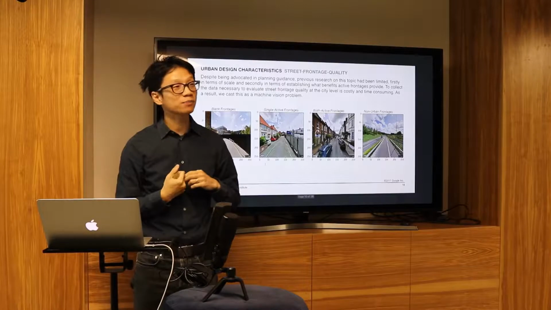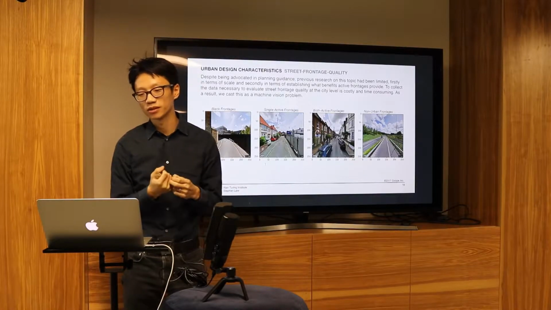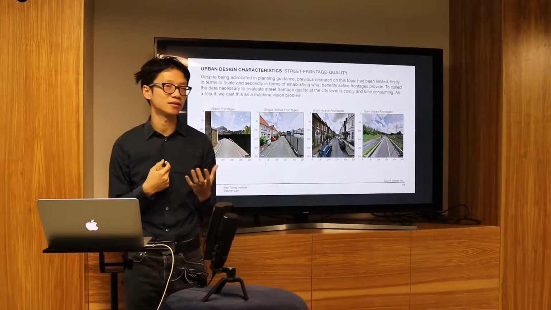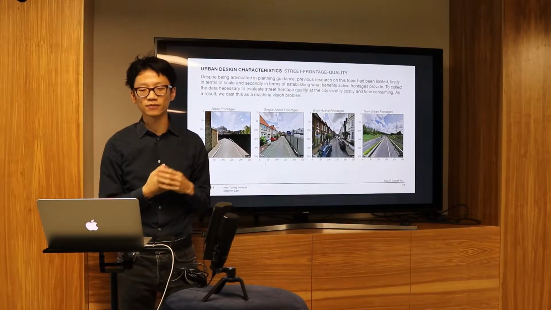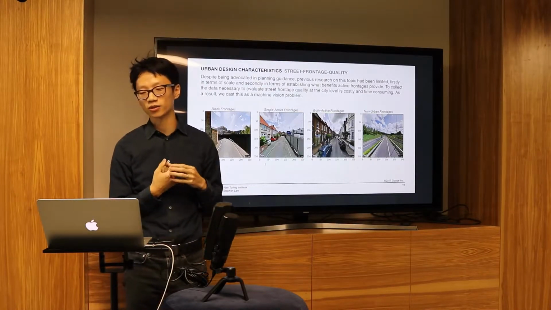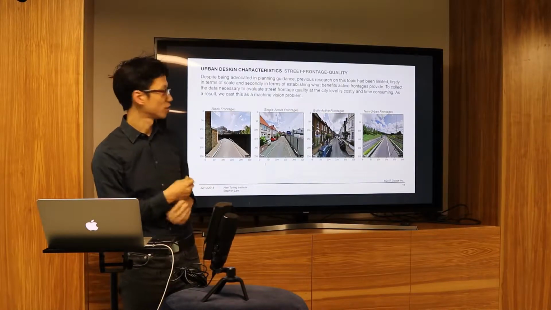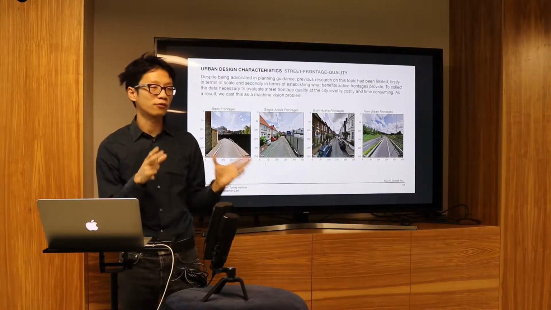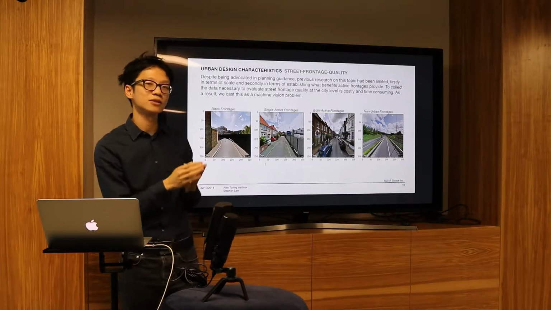Despite being advocated in planning guidance, previous research on the topic has been limited, firstly in terms of scale, and secondly in terms of establishing what benefits these design elements provide. To collect the data necessary to evaluate street frontage quality at the city level is costly and time-consuming. As a result, we cast this as a machine vision problem. In this first paper, I classified front-facing street images into these four classes. The one on the left is blank frontages.